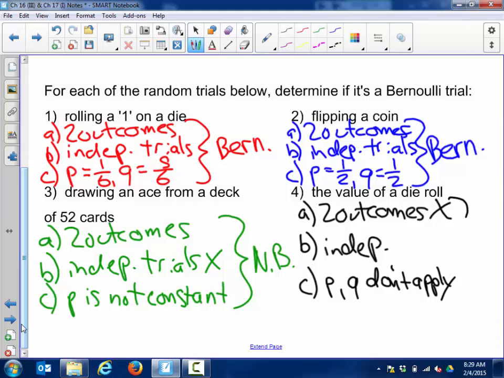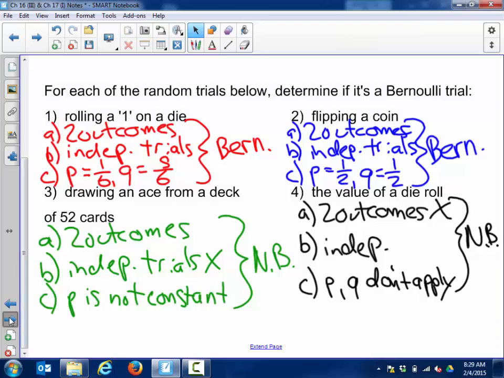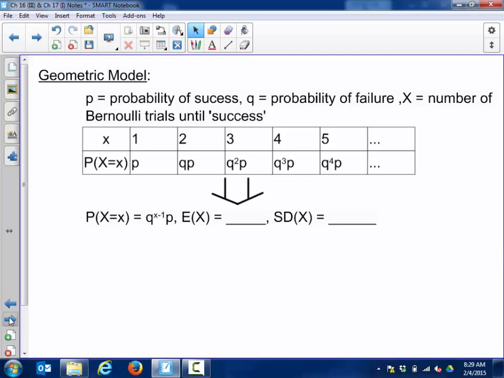All right, so there again, you have trials that are not Bernoulli. Okay. All right, from here, let's look into our first model, and this is the simpler of the two. The geometric model is as such: X is the number of Bernoulli trials until success.